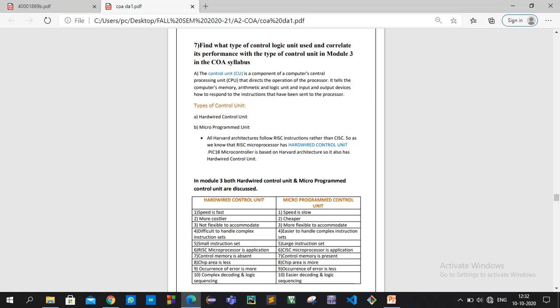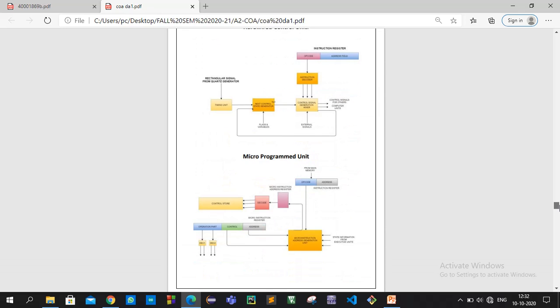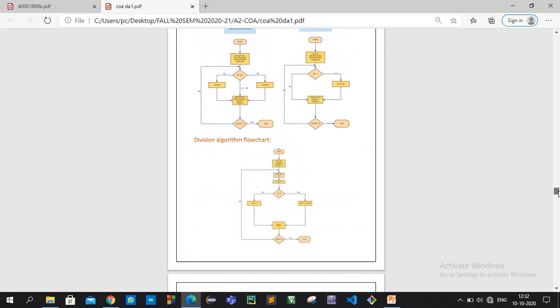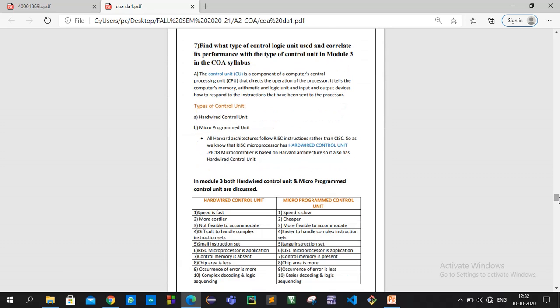So after gathering the required information, I tabulated the differences between the hardwired control unit and the microprogrammable control unit, along with a bit of information related to the hardwired control unit. I searched for block diagrams of the hardwired control unit and the microprogrammed unit from Tutorialspoint, and I used the draw.io site again to draw these diagrams, and I tabulated this in Excel.